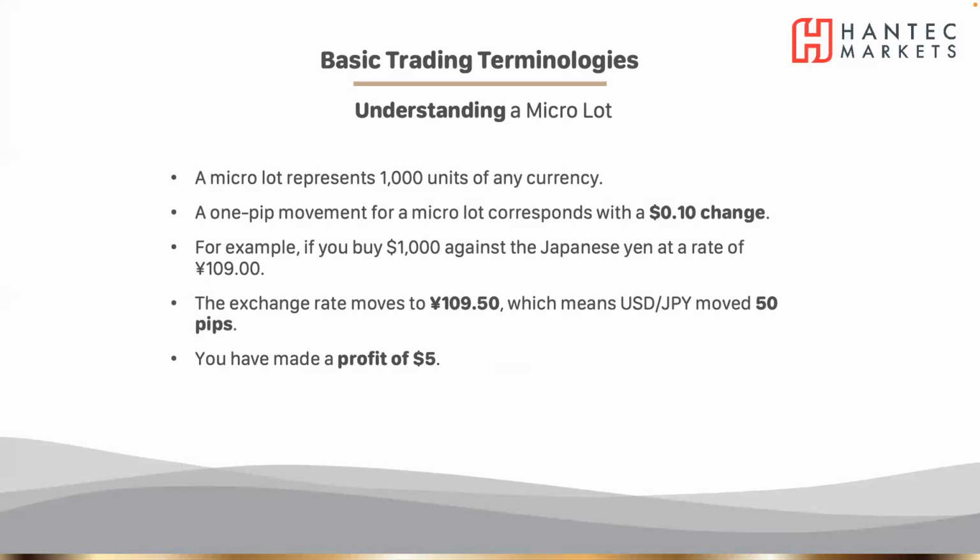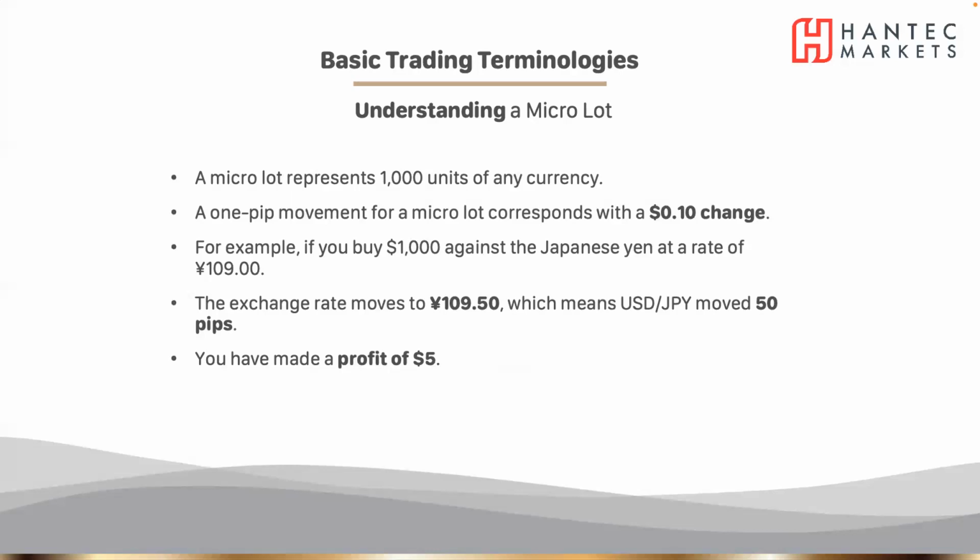the exchange rate moves to 109.50, which means USD yen, dollar yen, moved 50 pips, okay? That's because the number from the second decimal place has moved from 00 to 50, which is 50 pips. You have made a profit of $5, okay? Because that's a 10-cent change.